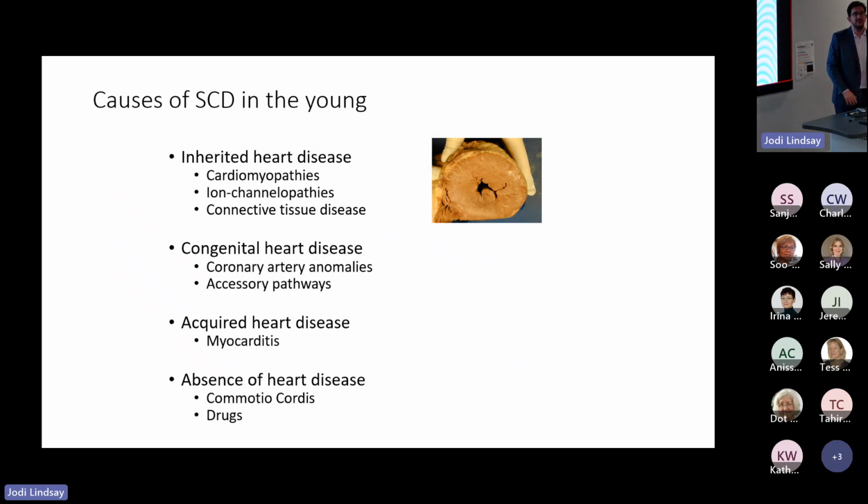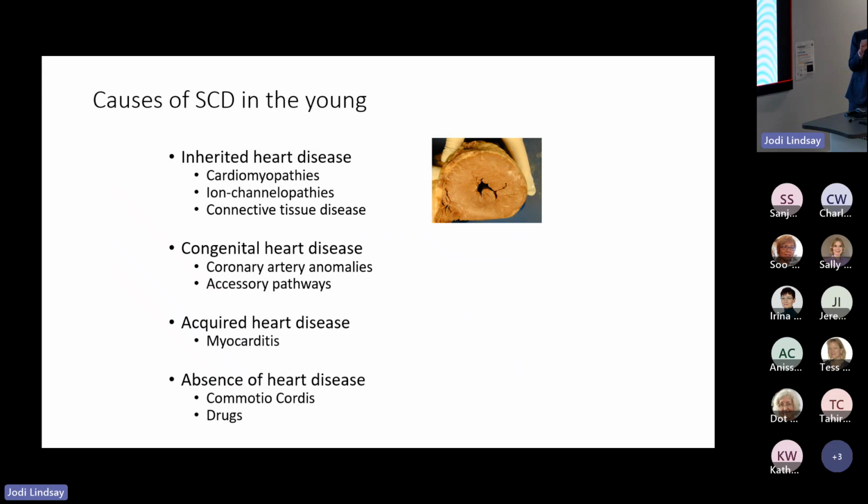We've got other cardiomyopathies such as arrhythmogenic cardiomyopathy or dilated cardiomyopathy. We've got the ion channelopathies, the electrical faults of the heart, and you may have heard of long QT syndrome and Brugada syndrome. And then we've got connective tissue diseases, and a good example would be aortopathies and Marfan syndrome. We've got congenital heart diseases, and in the young, it will be the coronary arteries, but not because of atheroma. It will be predominantly because of an anomalous origin. So your coronary arteries come from the wrong side and may get squeezed, or the blood flow may be compromised, particularly during exercise.